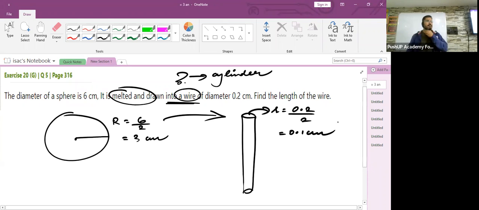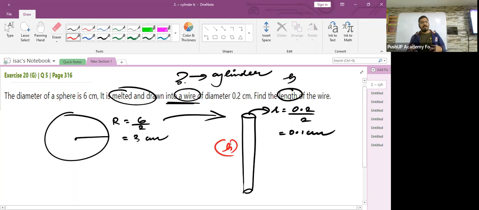So you found the dimension of the sphere and the dimension of the cylinder. Now they are asking you to find the length of the wire. Children, find the length of the wire. That means the height of the cylinder, isn't it?